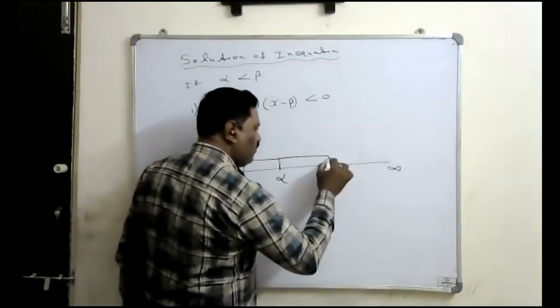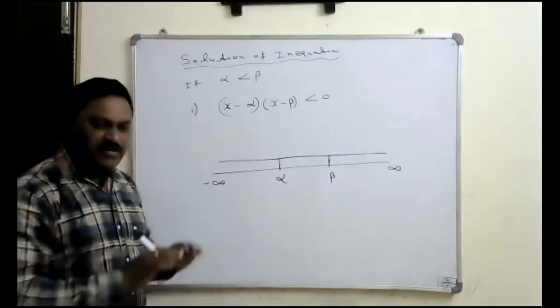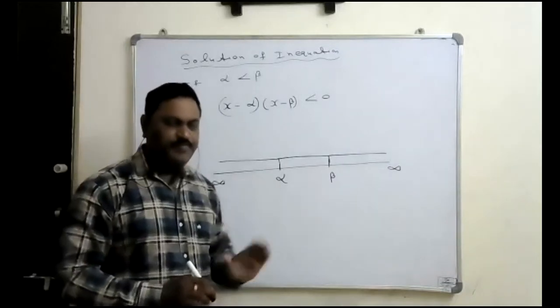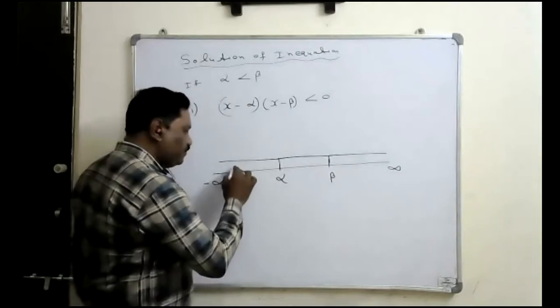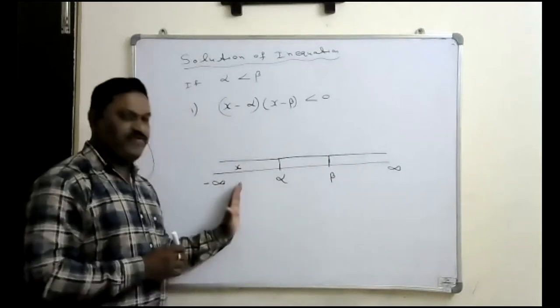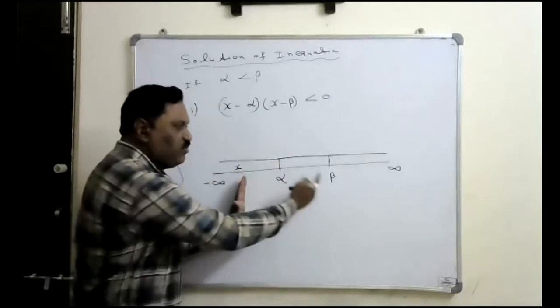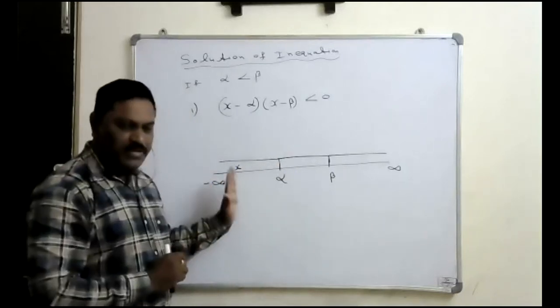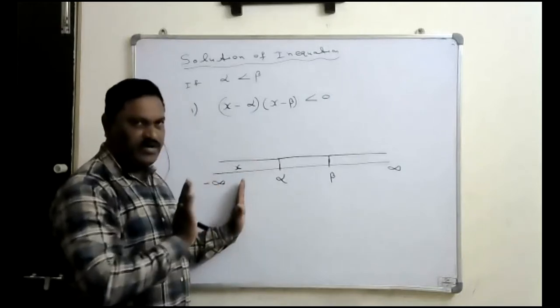Another one is between alpha to the beta. Third one more than beta. Like that, we will divide into the three parts. Suppose first case, if I take x value which is less than alpha, then automatically x value will be less than beta also. Means x is smaller than alpha, smaller than beta also, right?